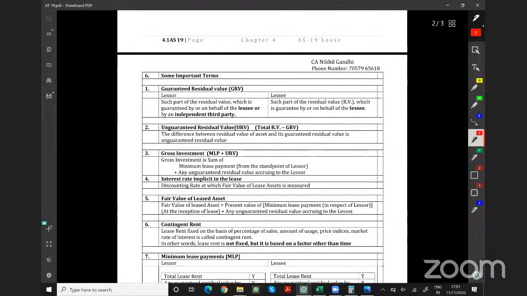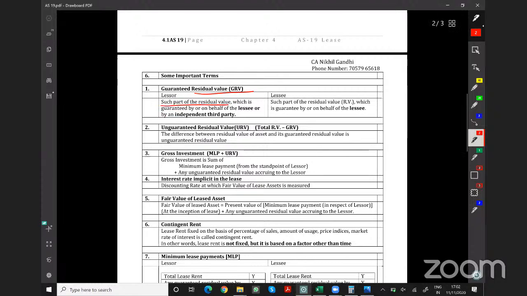We will jump to some important points. Guaranteed residual value. Residual value is nothing but scrap value. I'm giving a guarantee: guaranteed residual value. The asset is of the lessor. The asset is not of me. The asset is of the lessor.